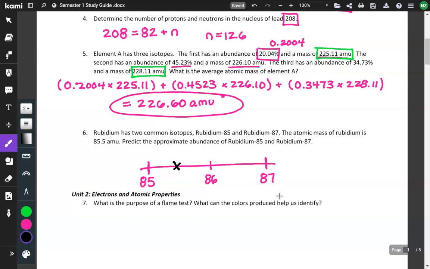All right. So if it was 50-50, if it was 50% 85 and 50% 87, my average would be 86. It would be right in the middle. But it's not. It's closer to 85. So what about if I did 75% 85 and 25% 87? 85 has a little bit more abundance, so my average is going to be closer, and that's going to move my average kind of between 85 and 86. Okay, so I would do it on a number line and look at what 50-50 would be like and then kind of work it from there.